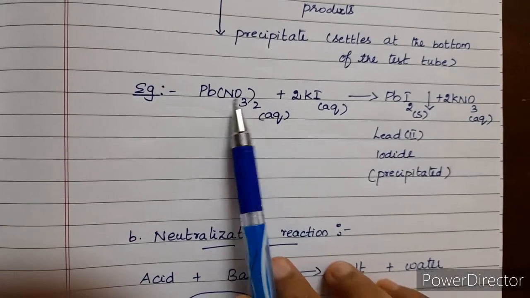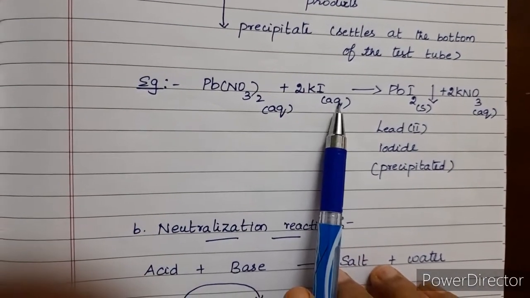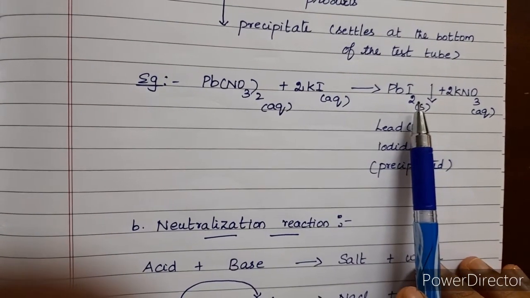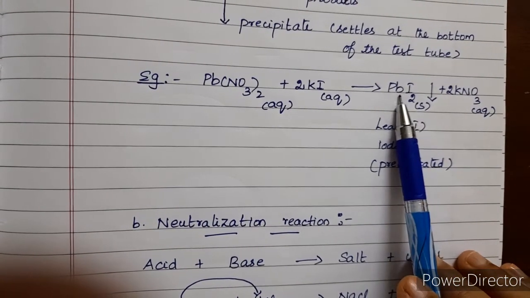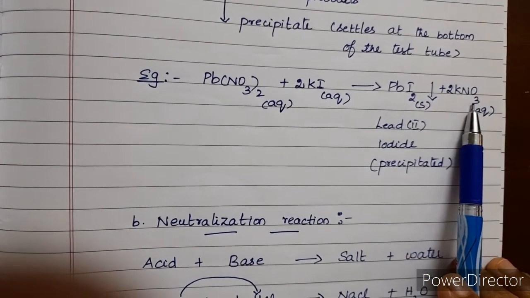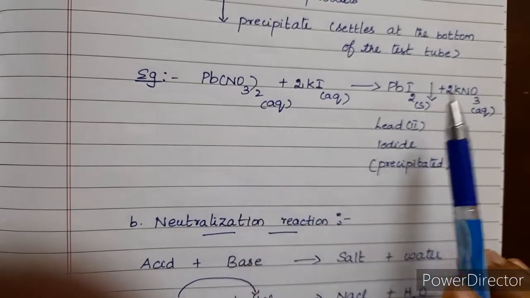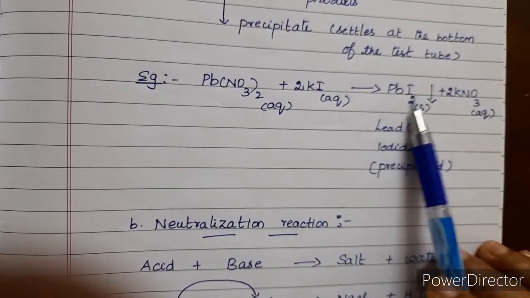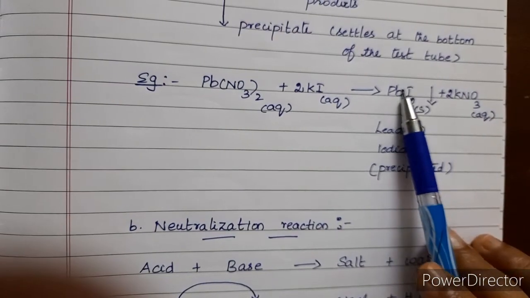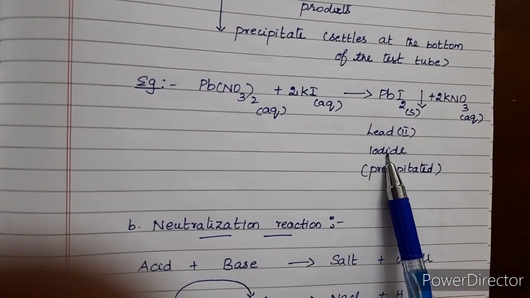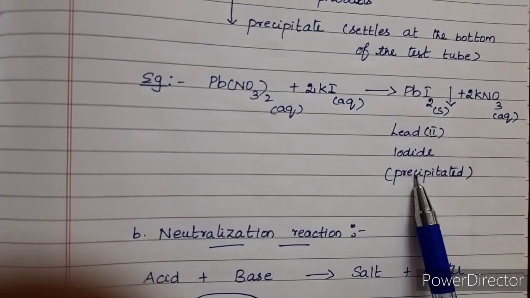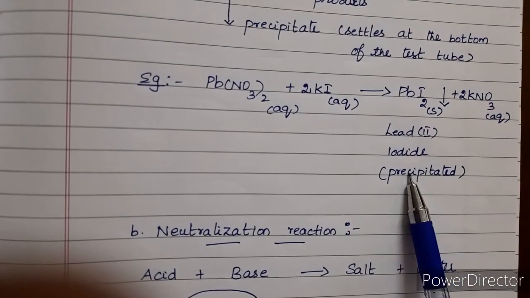Now these two compounds in the aqueous solution combine and undergo a double displacement reaction to give lead iodide and potassium nitrate, right? Now here in the products, one of the products is insoluble, that is lead iodide is insoluble, so it precipitates at the bottom of the test tube.